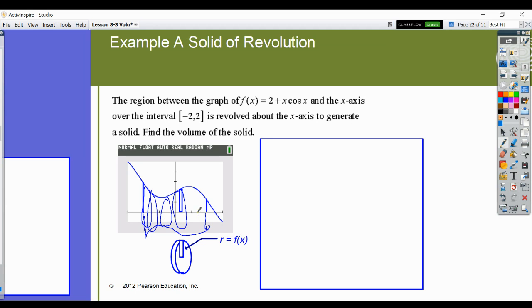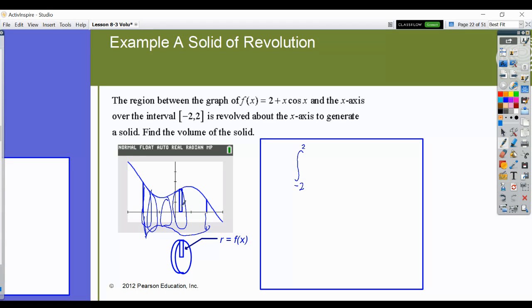All right, how do we find the volume of that then? Well, we're going to take the integral of, we're going to integrate from -2 to 2, if you haven't figured that out yet. They actually gave me that interval up here.